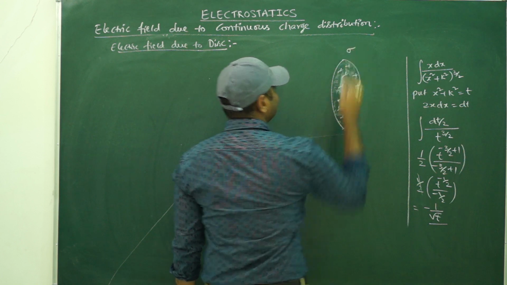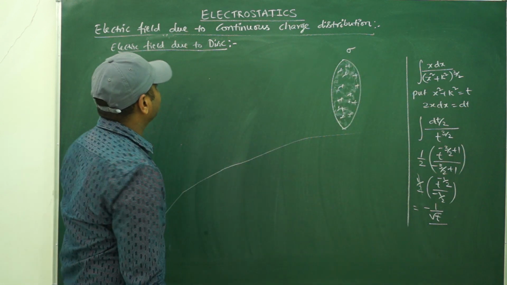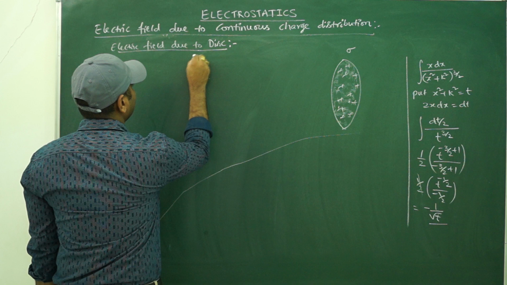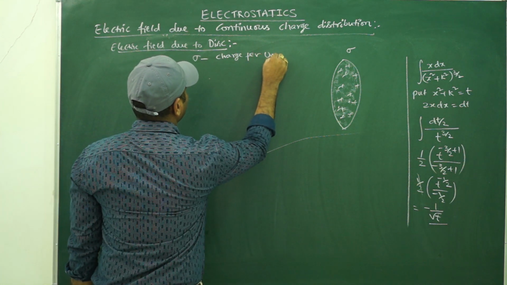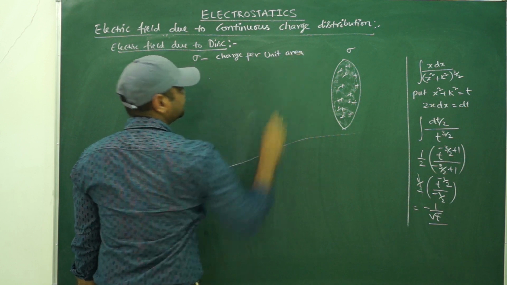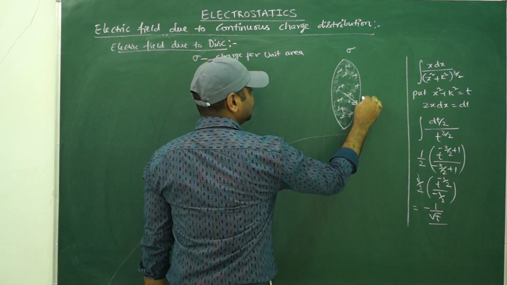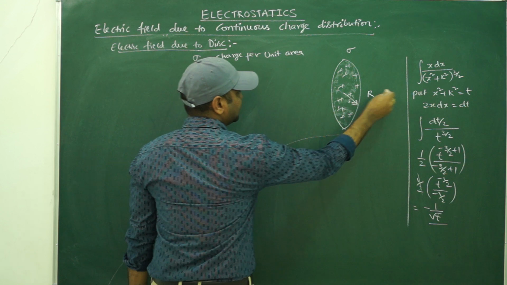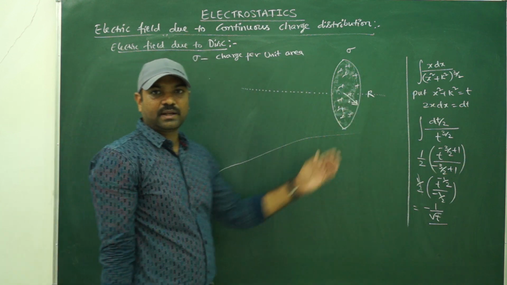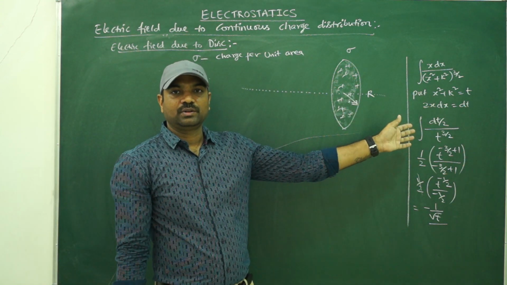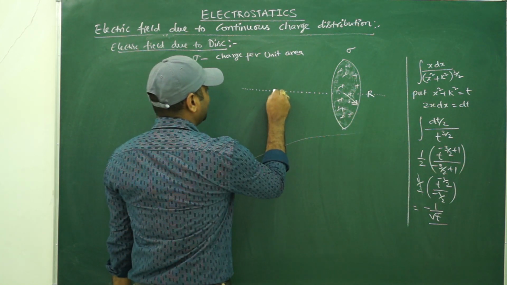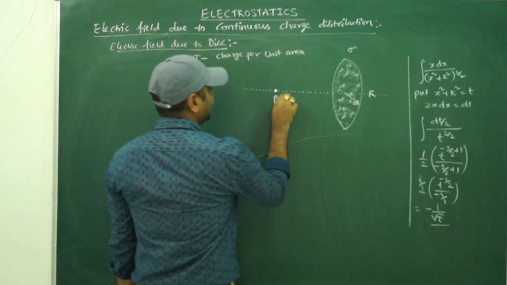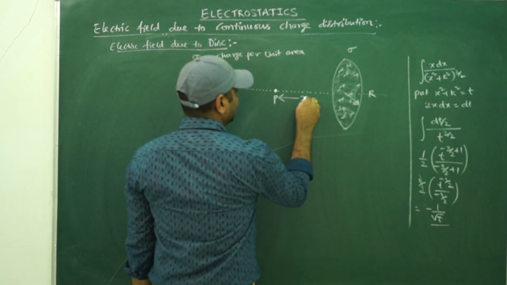Total charge I am taking as sigma. Sigma is the charge density, so I want to write it down in terms of sigma. Sigma is the charge per unit area. And the radius of the disk is r. R is the radius. Now this is the axis, same as the ring. Again, the axis is the line passing through the center of the disk and perpendicular to the disk plane. Then I am taking one point randomly, p, which is at a distance of, I am taking, x.